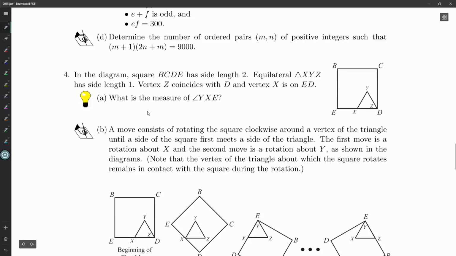In the diagram, BCDE is a square of side length 2. Equilateral triangle XYZ has side length 1. Vertex Z coincides with D, and vertex X is on the line ED. What is the measure of angle YXE? So this angle here. Alright, that one's not too bad.